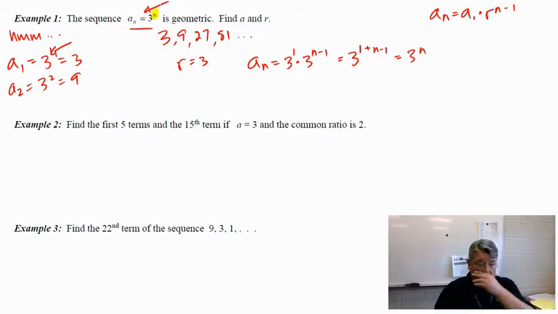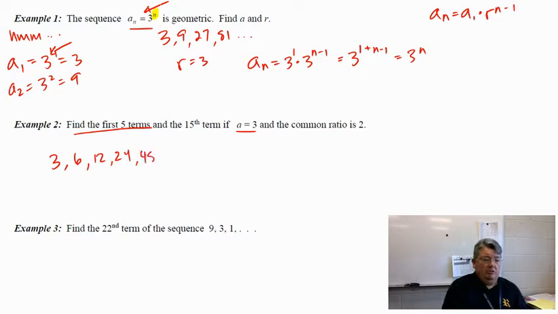Okay? So, keep in mind, just like arithmetic sequences, these could be simplified. Sometimes they won't be, sometimes they will be. So check this out. Find the first 5 terms and the 15th term. If the first term is 3 and the ratio is 2, I can go 3, times 2 is 6, times 2 is 12, times 2 is 24, times 2 is 48. Cool. Now, I could continue to find the 15th term, but let's look at the formula.